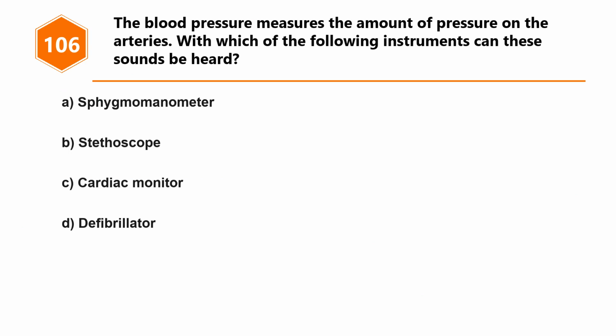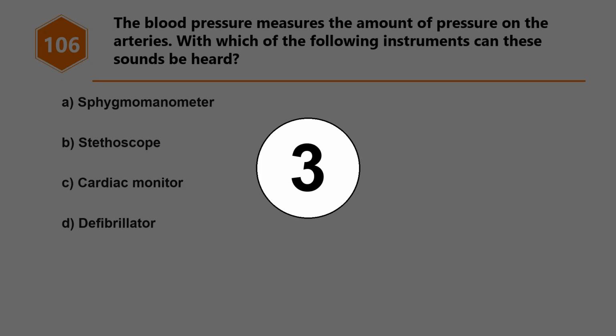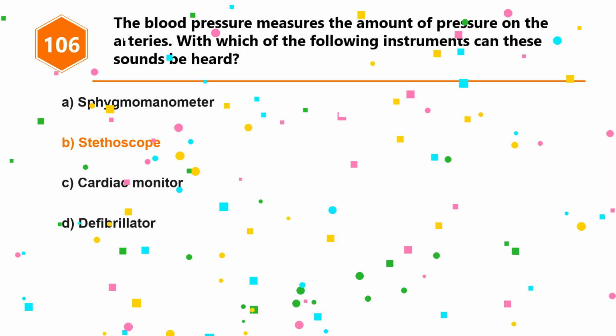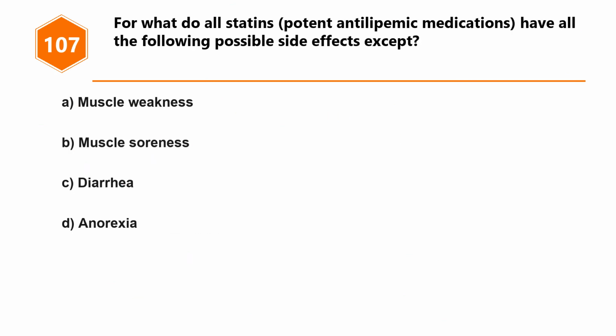Question 106. The blood pressure measures the amount of pressure on the arteries. With which of the following instruments can these sounds be heard? Option A. Sphygmomanometer. Option B. Stethoscope. Option C. Cardiac monitor. Option D. Defibrillator. The correct answer is option B. Stethoscope.